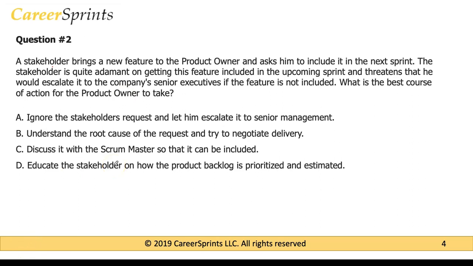Alright, let's go over the answer. So the first thing that you need to notice here is in the question, they're asking what is the best course of action for the product owner to take. So a stakeholder has brought a feature request to a product owner. Now let's look at the options.